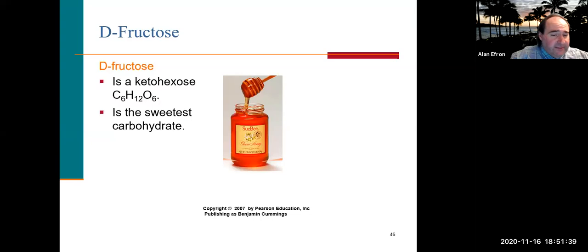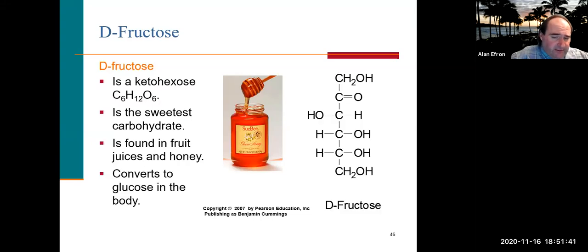D fructose, which again is another structure that you do need to be able to recognize. And as I said before, again, maybe not draw, but be able to recognize it. Again, this is a keto hexose, our ketone group right here. And hexose, again, meaning six carbons. So again, it has pretty much the same molecular formula as glucose, C6H12O6. It's the sweetest carbohydrate. It's found in fruit juice and honey. In the body, it will convert into glucose.